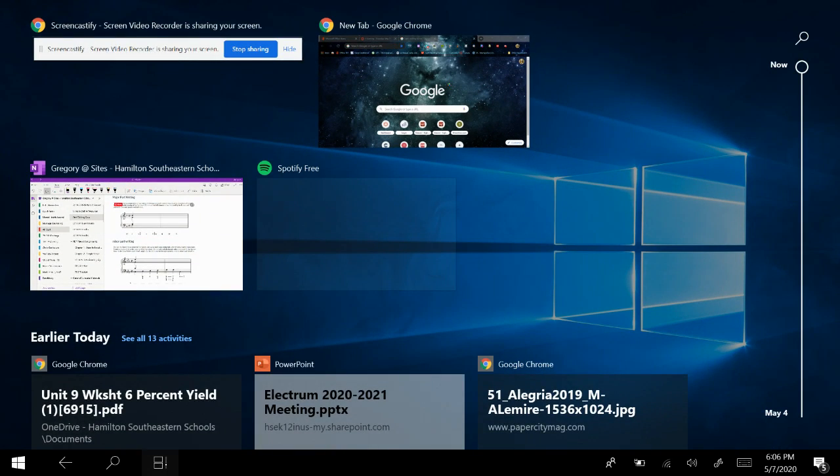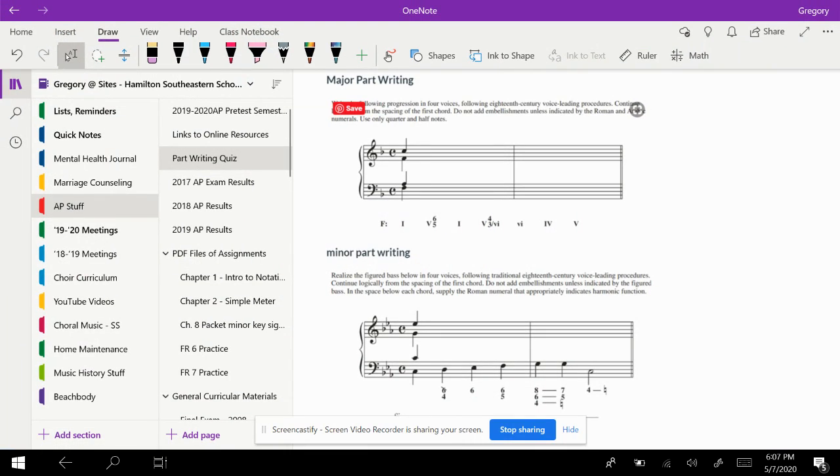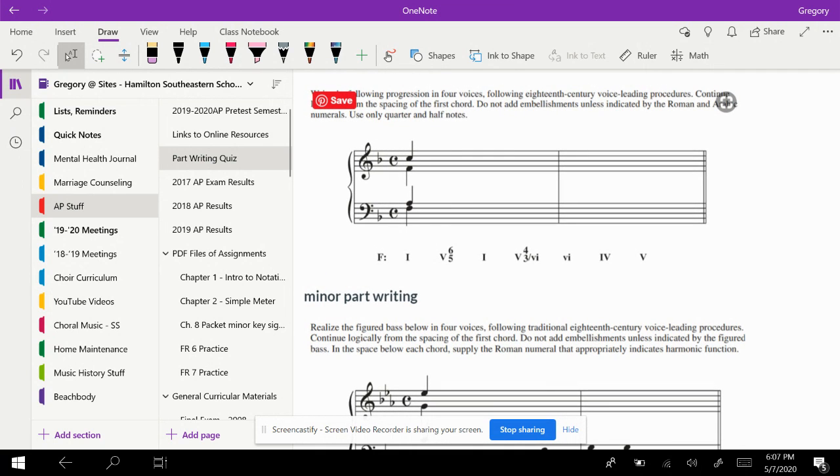Okay, so I just want to go through the part writing quiz a little bit. Watch this video so you can see some of the errors that were made and hopefully improve some of these things. Most importantly, you've got to spell these chords right. Remember, that's a 5-point deduction, and especially since the AP exam is now only including part writing and sight singing, you don't want to lose 5 points for that one mistake.